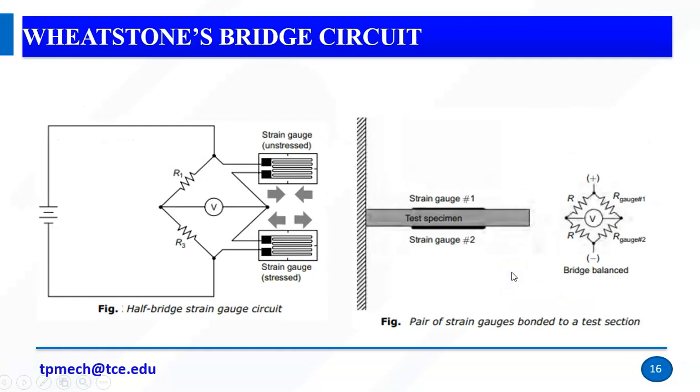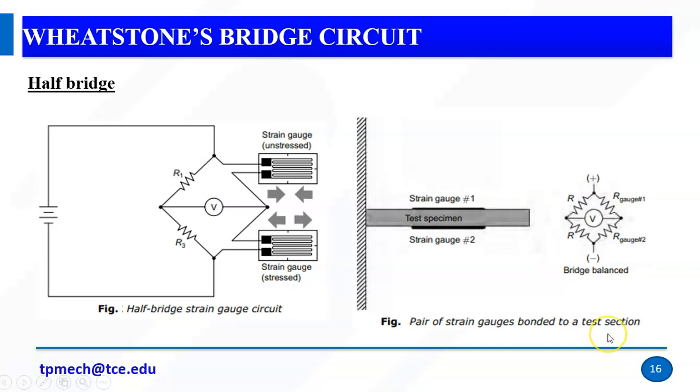So next is the quarter bridge. Next is a half bridge, where the two gauges are bonded on the object. In the previous case, we placed a gauge on the object only, and we used another gauge in an isolated position as a dummy gauge. In the half bridge, we place gauges on both sides of the object.